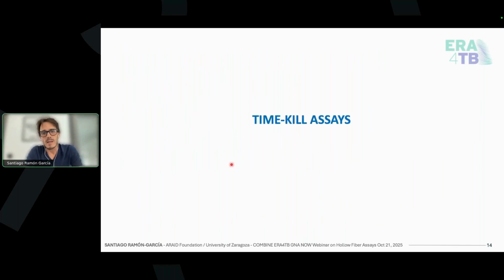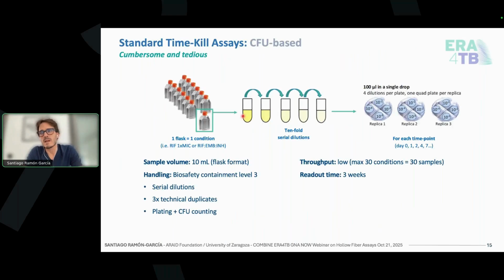Moving into time kill assays, this is giving us a bit more information. Basically we have a flask in which we can take samples at different time points, and by doing dilutions and plating 100 microliters in a plate, we can estimate the CFUs. The problem with this is that for tuberculosis, the readout is long and we have a low capacity. You can sample maybe 30 samples per operator.